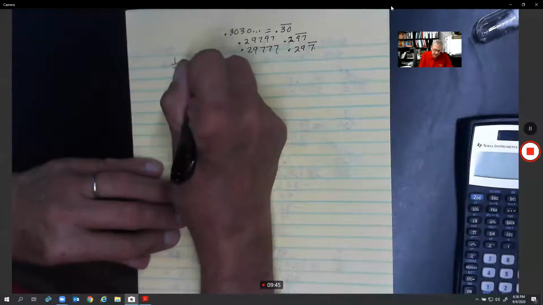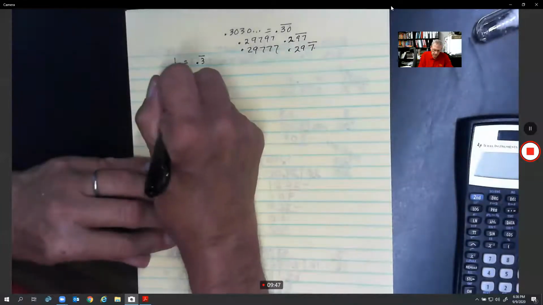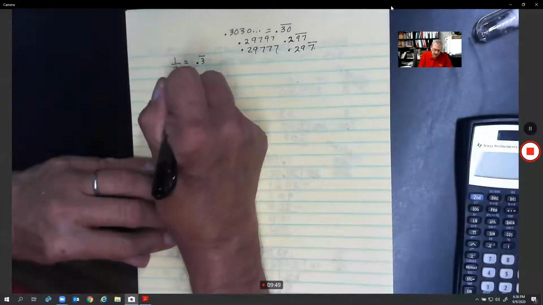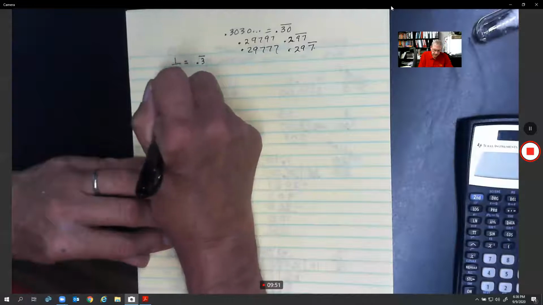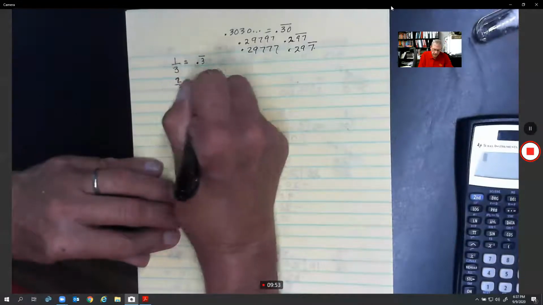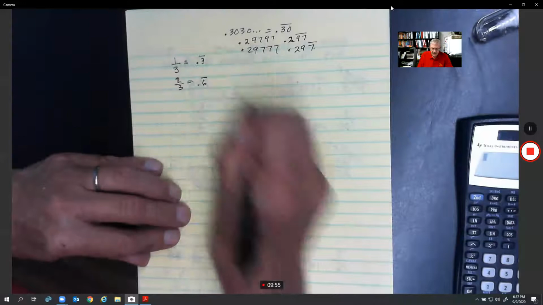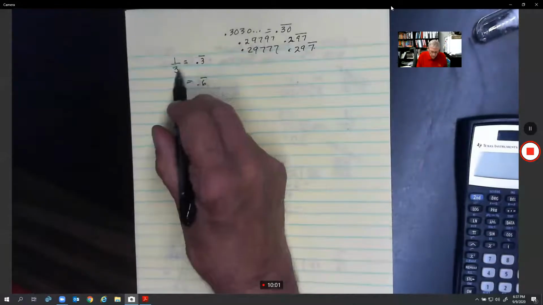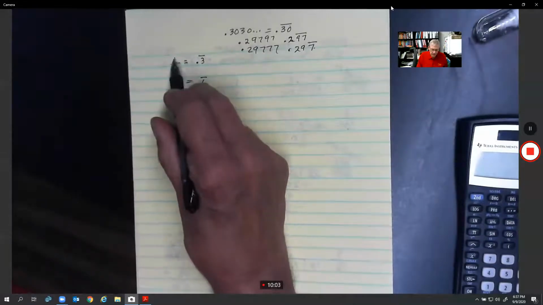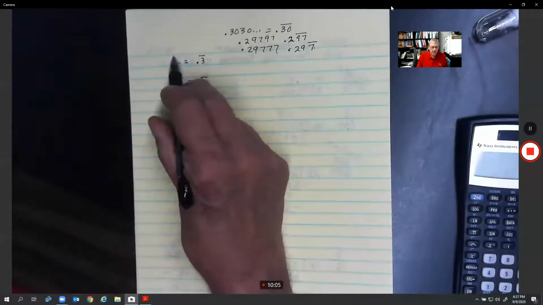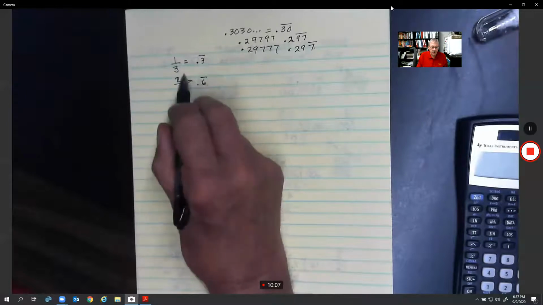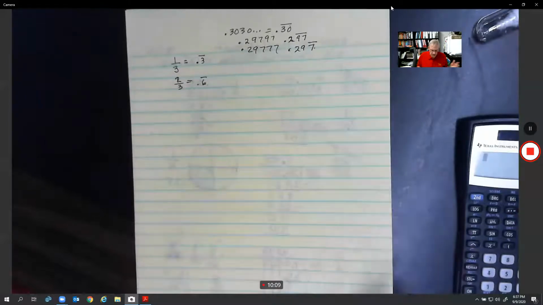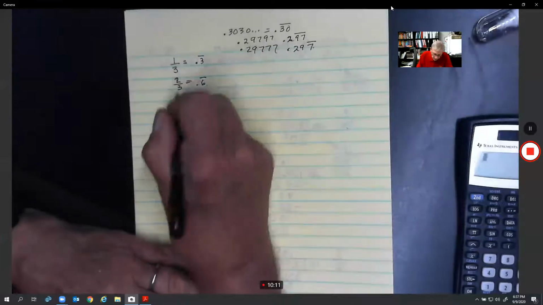So this means it's going 3, 3, 3, 3, 3. 2/3 is 0.666666666. So those are kind of easy to remember. 2 times 3 is 6. 1 times 3 is 3. 1 times 3 is 3.33. 2 times 3 is 6. Just a coincidence, but it helps remember.